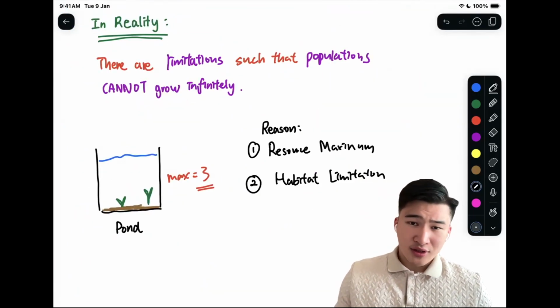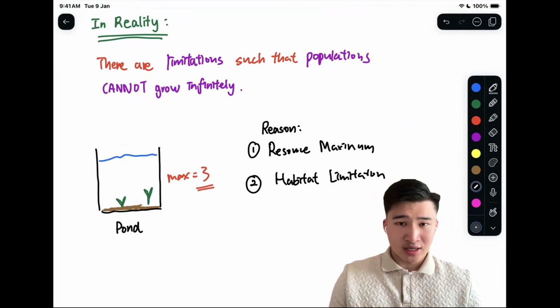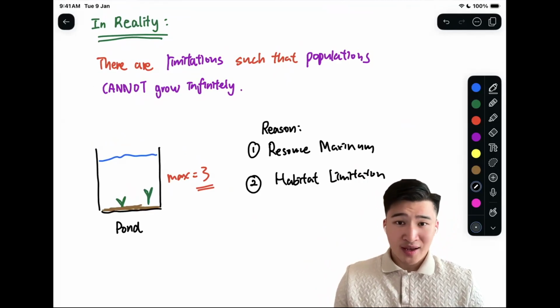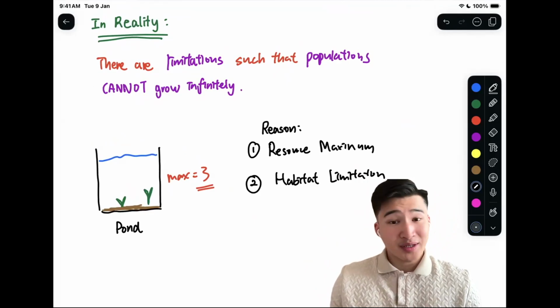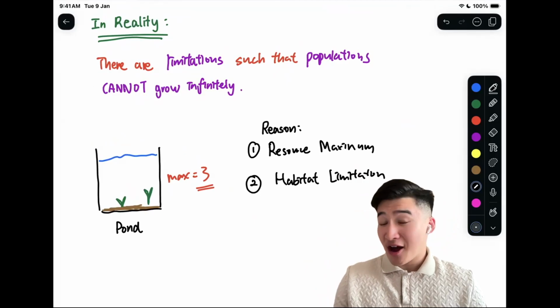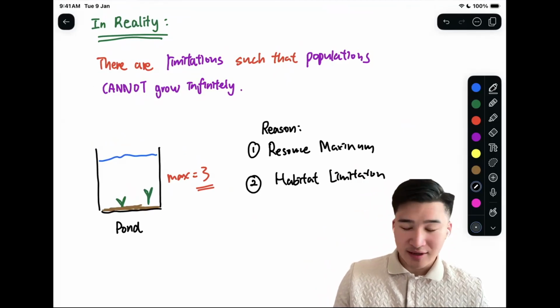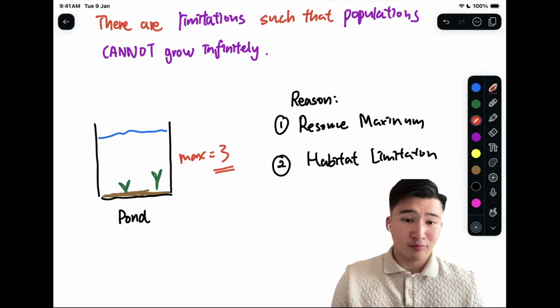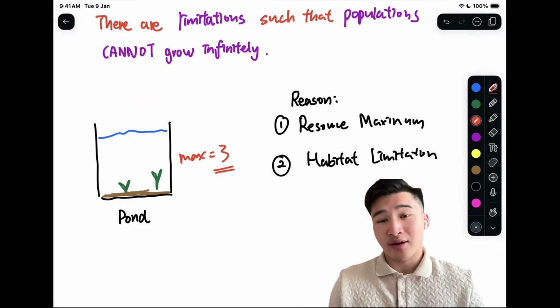So we've seen all those equations in the past, right, where the discrete time models keep growing infinitely. But in reality, that is not what's going to happen within a population. And the reason why, as you can see here, is there are limitations such that populations cannot grow indefinitely or infinitely. So imagine you have a pond here. And the maximum capacity for the pond is 3.